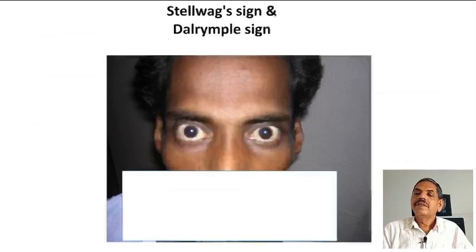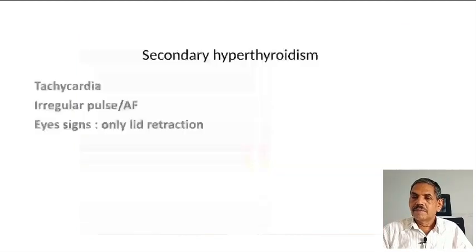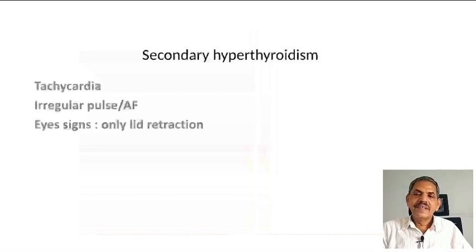This is a prominent stare, and you can see there is a clear rim of sclera seen throughout the cornea, and therefore there is Stellwag sign and Dalrymple sign in this picture. And when you are seeing Graves' disease, never forget to examine the legs. Sometimes there can be pretibial myxedema, and the patient may show clubbing, that is what is called thyroid acropachy.